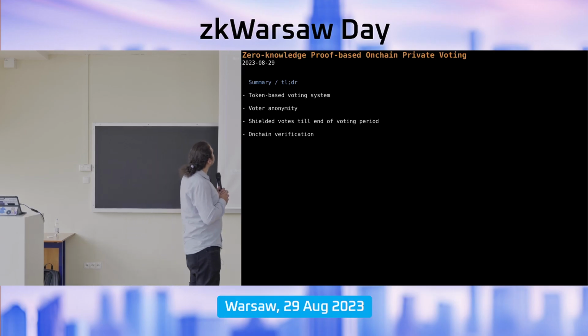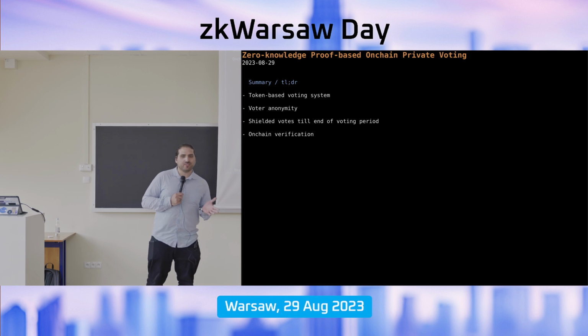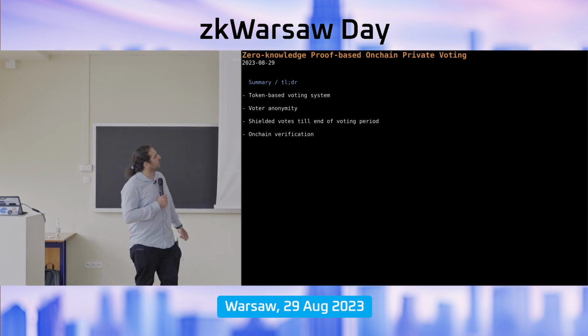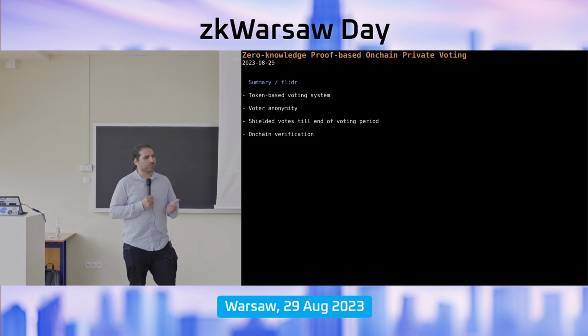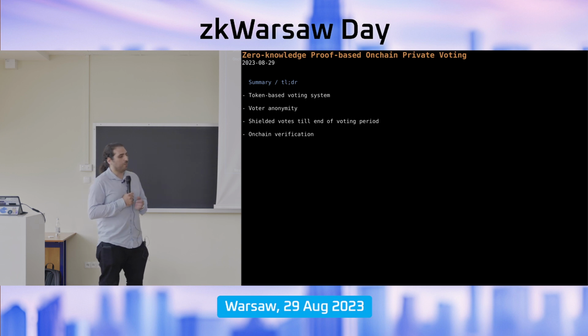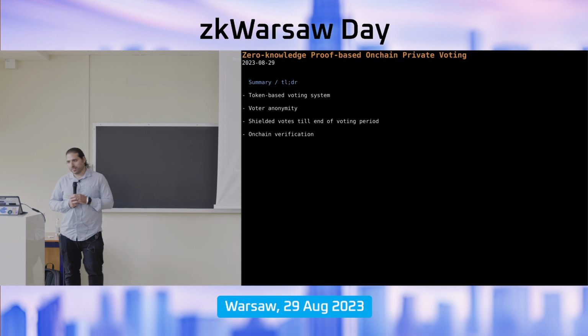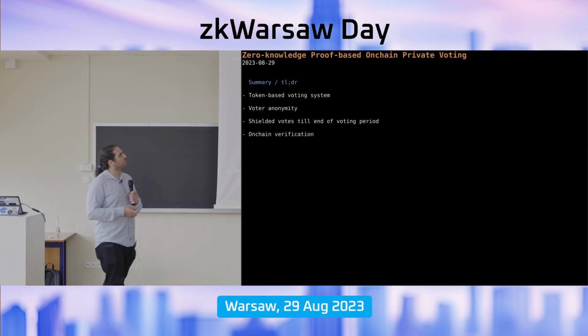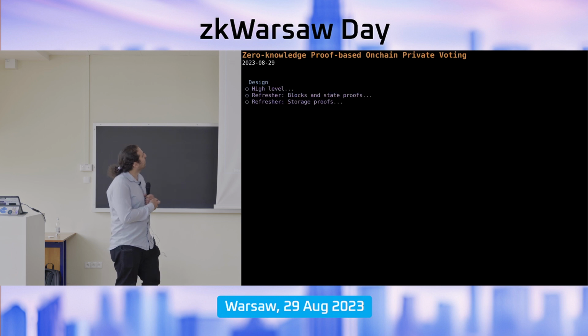And so a summary is we have a token-based voting system, so one NFT, one vote. We assume we have some kind of DAO. Membership is, I guess, defined by ownership of an NFT. Voter anonymity throughout the process and also after the process, that was one of our goals. We should have shielded votes for the duration of the voting period and on-chain verification. So we're trying to minimize off-chain dependencies as much as possible.